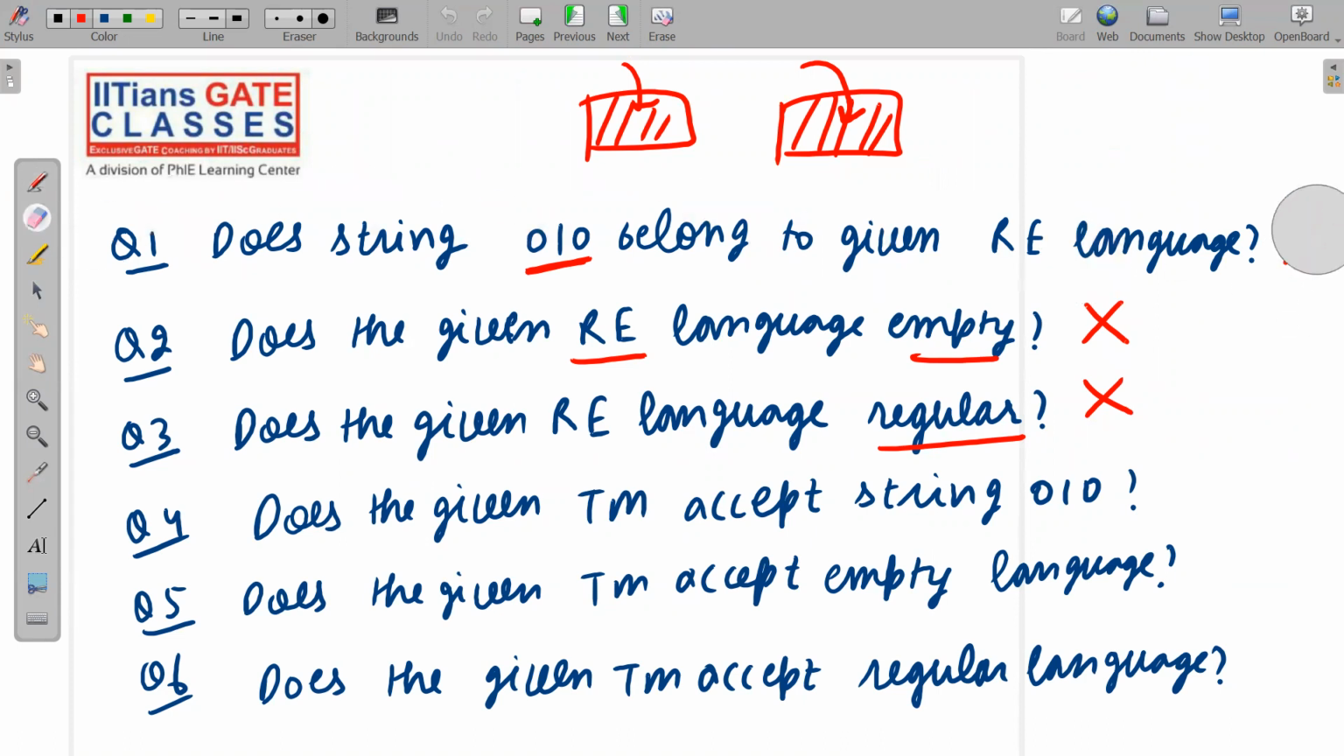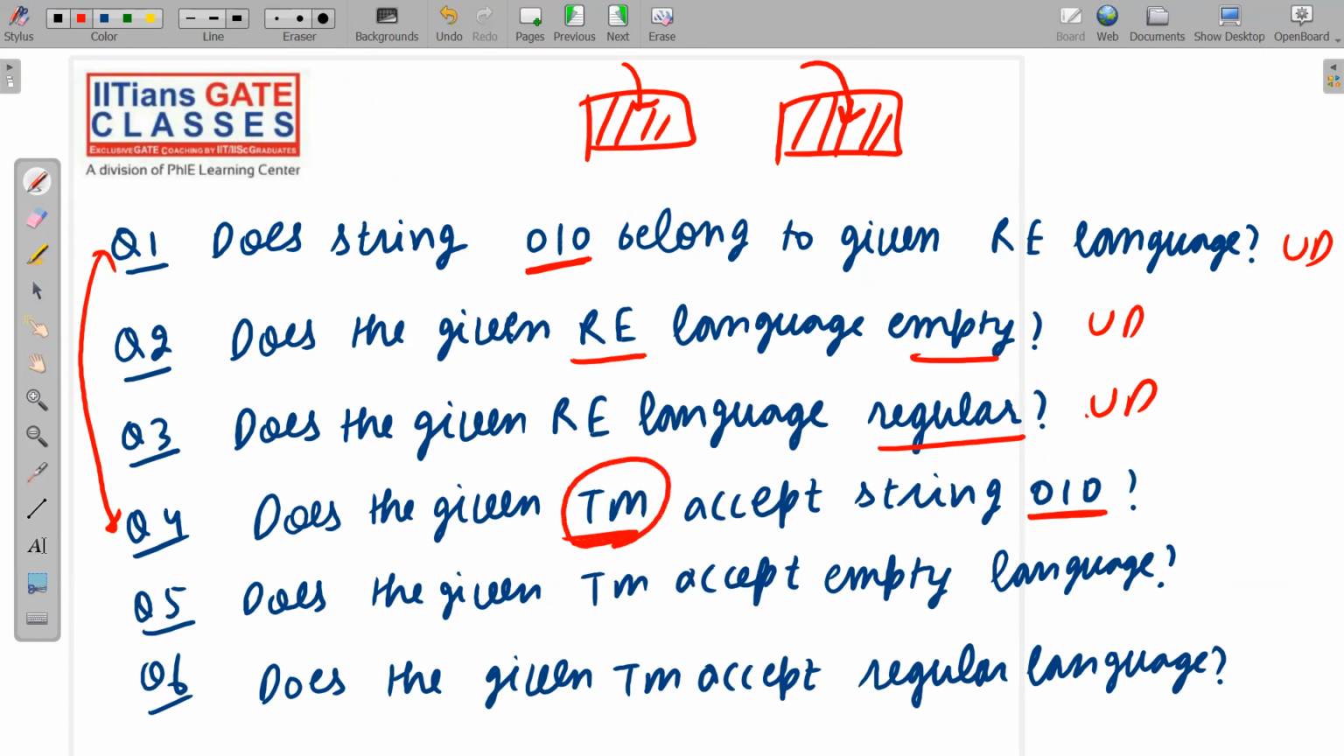In place of the cross, I should write UD. UD means undecidable. Undecidable, undecidable, undecidable. Next, does the given Turing machine accept string 010? The first and fourth questions are similar. The language accepted by a Turing machine is some language L, and the question is whether 010 belongs to that L or not.